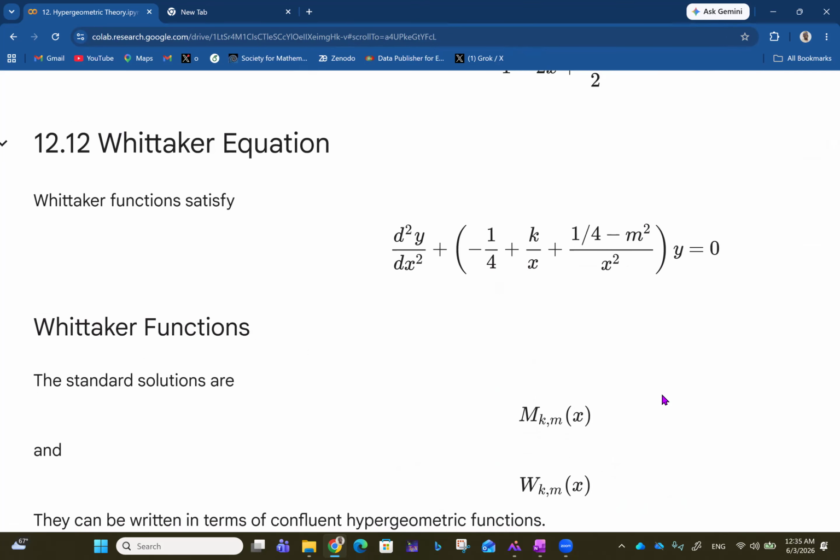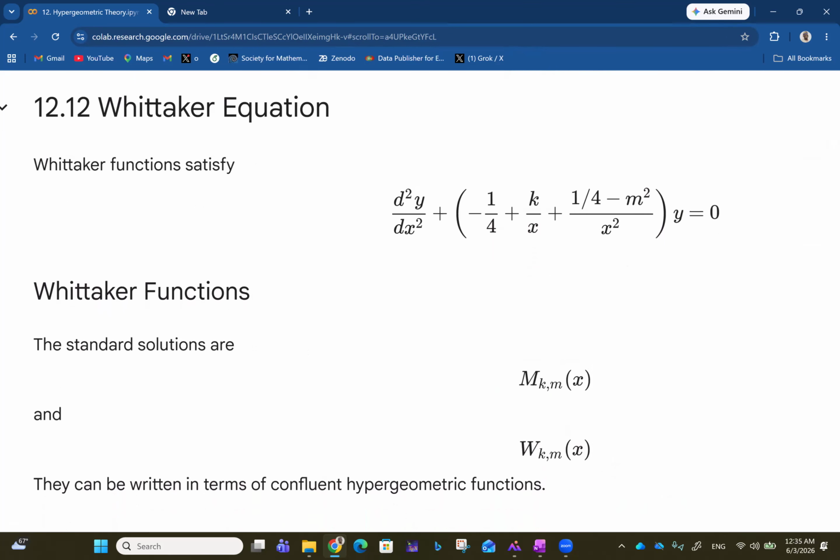Then we have the Whittaker equation. So the Whittaker function satisfies d squared y over dx squared plus the quantity minus 1 over 4 plus k over x plus 1 over 4 minus m squared over x squared, multiplied by y, equals 0. And then we have the Whittaker functions. The standard solutions are M sub k,m of x and W sub k,m of x. They can be written in terms of confluent hypergeometric functions.